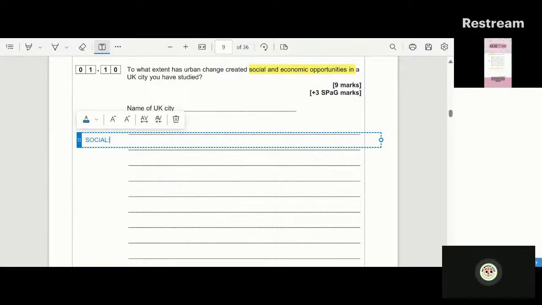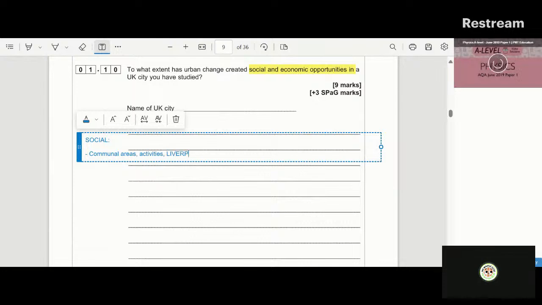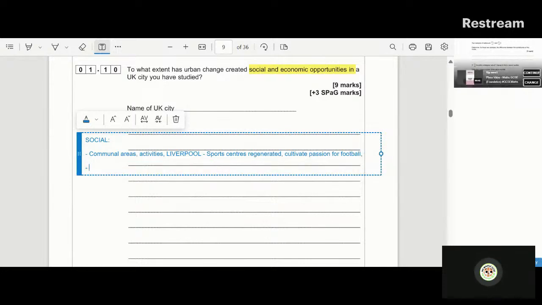So social opportunities, there's more community or communal areas and activities. For example, in Liverpool, they spent a lot of money on sports centres being regenerated. This can cultivate a passion for sports, for football, getting more people encouraged into that. Also, with Liverpool, there's a lot of emphasis on the arts and drama.